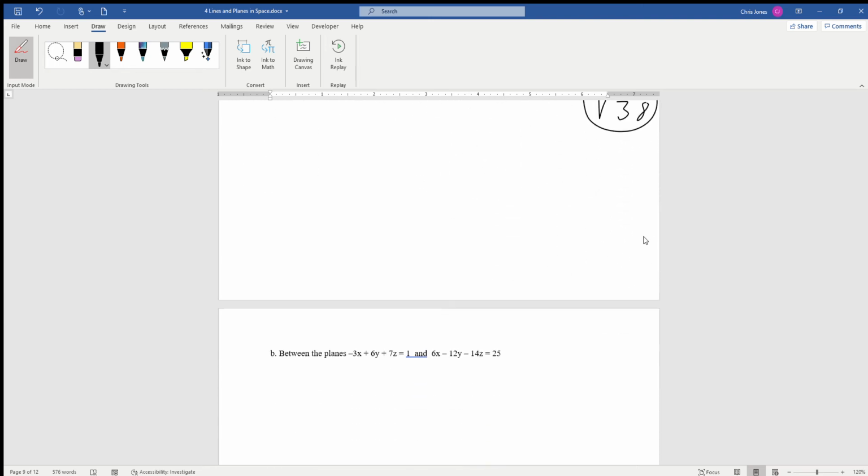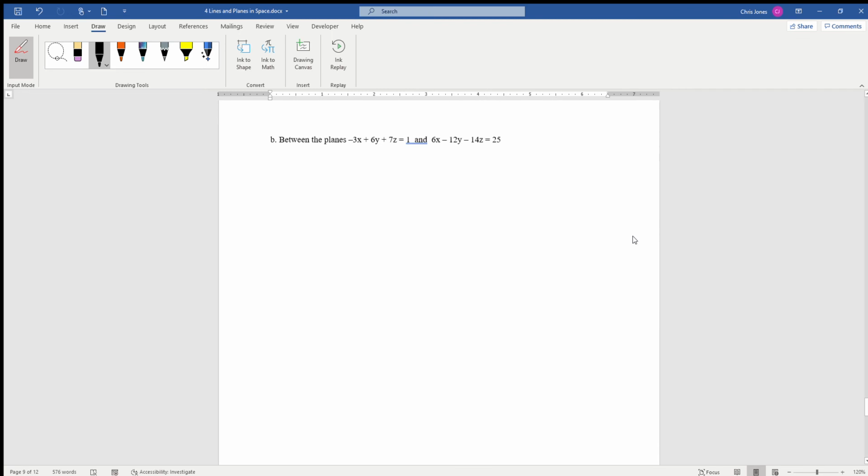Second example, distance between two planes. And of course, the first thing we wish to do is determine if the planes are indeed parallel. So let's define P1 to be negative 3x plus 6y plus 7z equal to 1, and let's define P2 to be the plane 6x minus 12y minus 14z equal to 25.